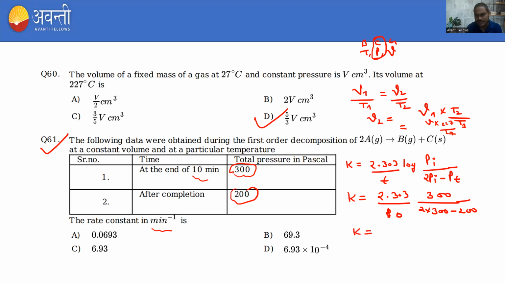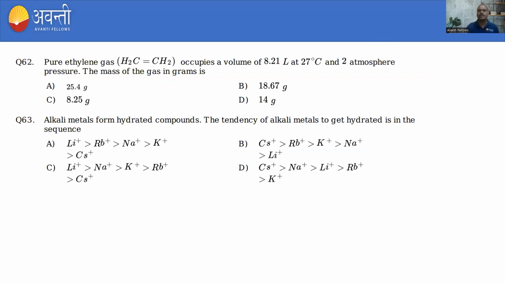Just you need to solve this. When you solve this value, that is 2.303 upon 10 into log of 300 divided by 2 into 300 minus Pt, you get the value like 0.0693, right? So the correct option is A, that is 0.0693. So this question is from the chemical kinetics part.